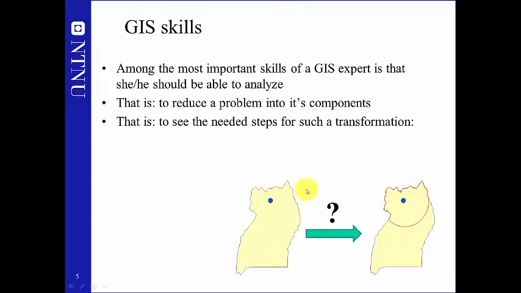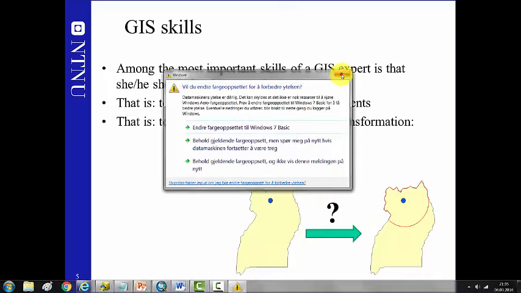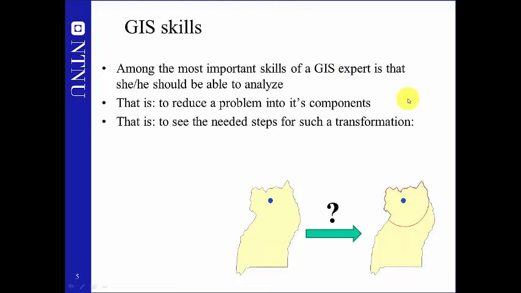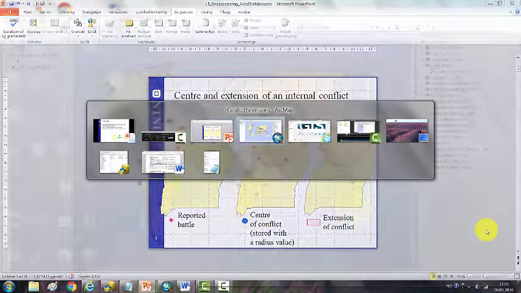And then how to perform this transformation is what I will call one of the most important skills of a GIS expert. He should be able to know how to perform such a transformation. What are the needed steps to go from one situation to another situation? That is to reduce a large problem into its smaller components. So let's go to the practical thing.